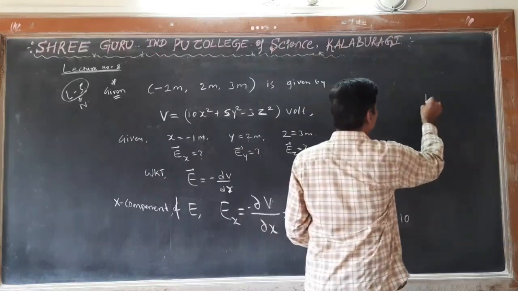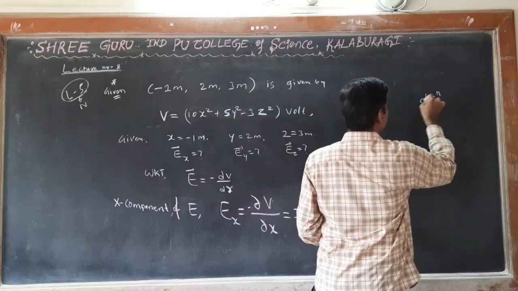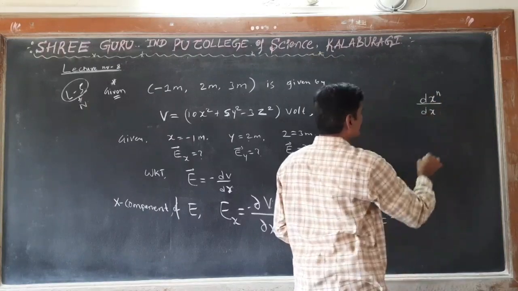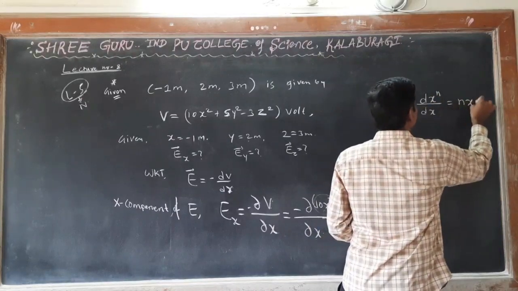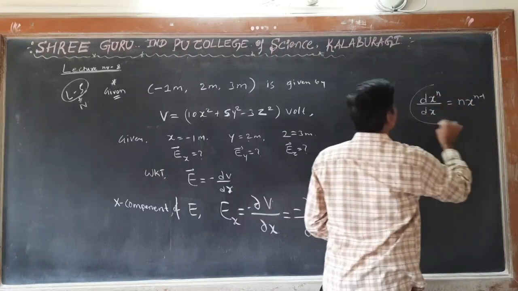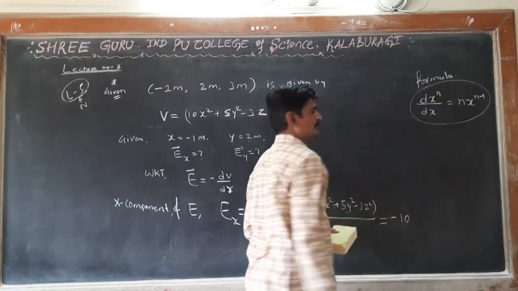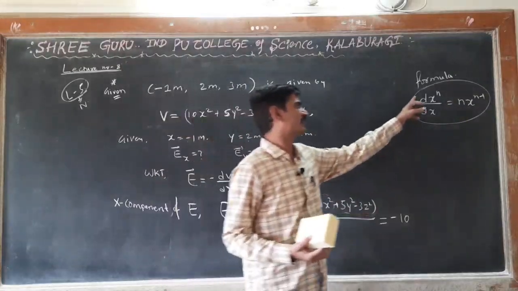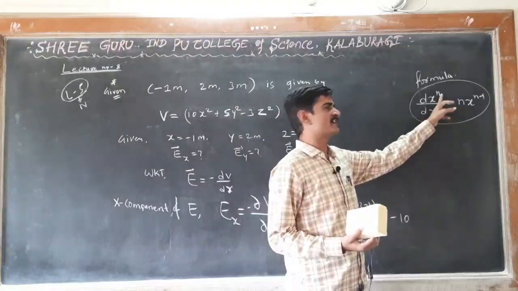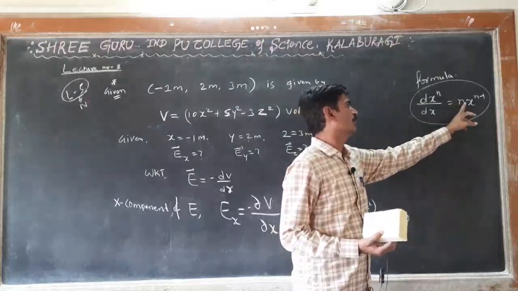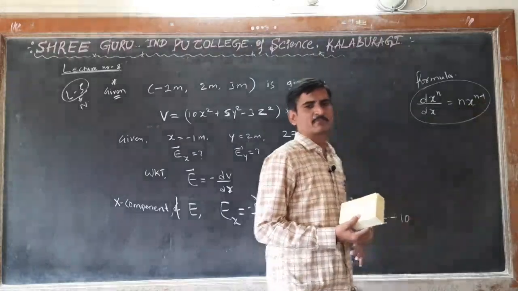So you know the formula of differentiation. Differentiation of x raised to n with respect to x is equal to n x raised to n minus 1. You remember this formula. This is the formula of differentiation.